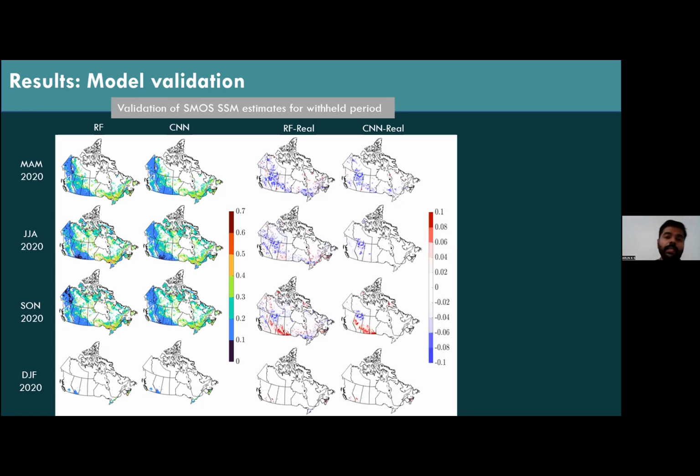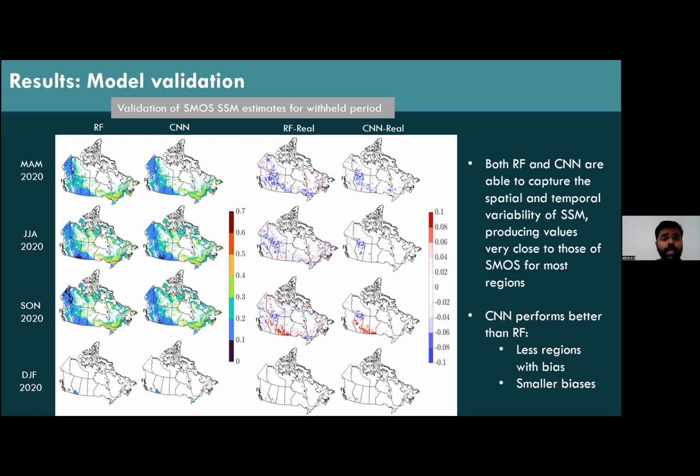That is, the difference between the RF predicted soil moisture and the CNN predicted soil moisture from the real observation is computed and plotted here. Here it can be seen that both RF and CNN are able to capture the spatial and temporal variability of surface soil moisture, and they produce values very close to those of CMOS for most of the regions. However, compared to the RF SSM estimates, CNN has fewer regions with bias, and the estimates generated by CNN have smaller biases as compared to the RF model. So we can conclude that CNN performs better than RF.